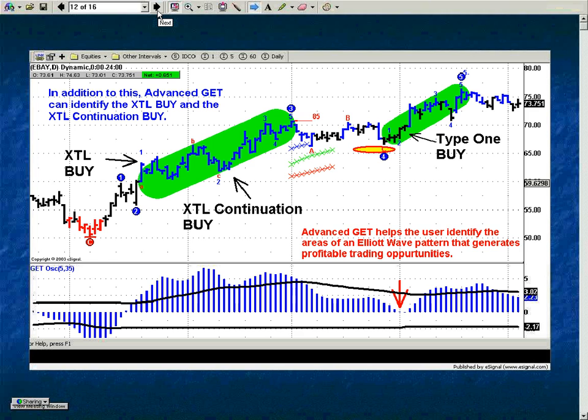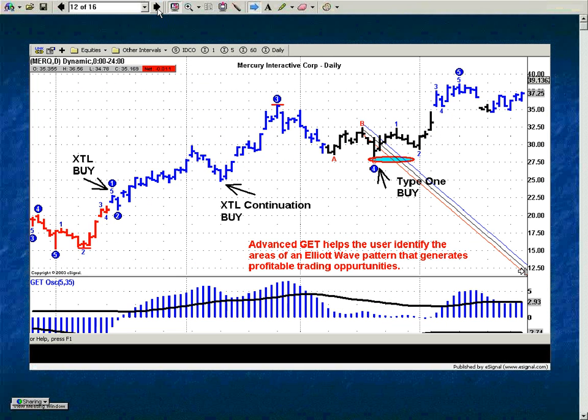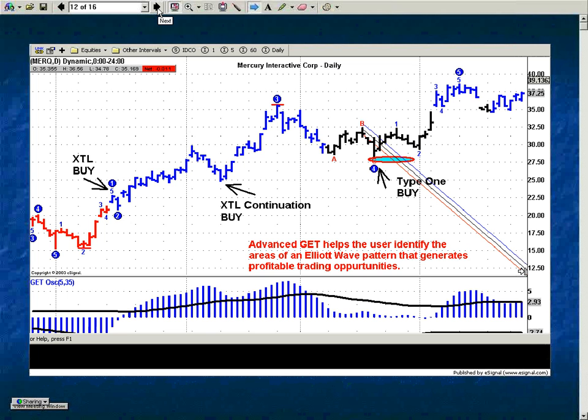One more study that you might want to look into is called the XTL study. Advanced GET can identify what we call an XTL buy and an XTL continuation. An XTL buy is when the XTL turns blue and stays blue. The XTL continuation is when it stays blue. When you combine that with your type 1 buy, it is one further technique that Advanced GET users can use to help identify the areas of an Elliott wave pattern that generate profitable trading opportunities. Advanced GET helps the user identify these areas.